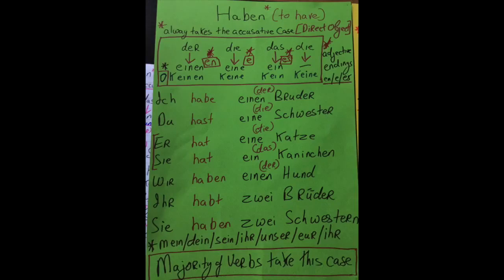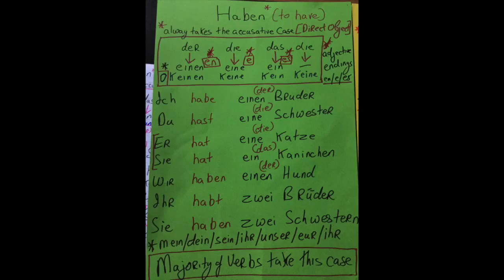Now, if you look at the bottom of the poster, the majority of verbs take this case. So this is by far one of the most important cases in German out of the four. The four being the nominative, the accusative, the dative, and the genitive. The majority of the verbs take the accusative case. So it's very important that you understand this.